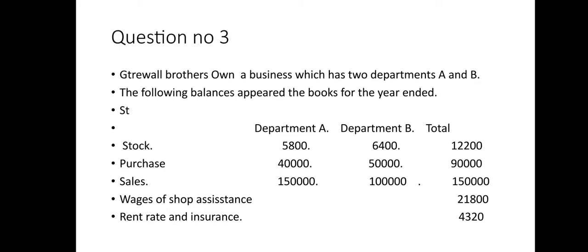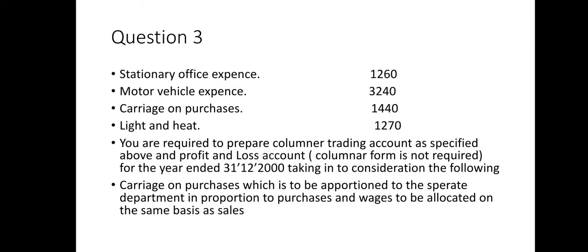But you can see that wages and rent and rates are given as a whole, 2,21,800 and 4,320. We don't know what the amount of Department A is and what the amount of Department B is. So when we solve this question, we will see how we can distribute this amount between Department A and Department B.